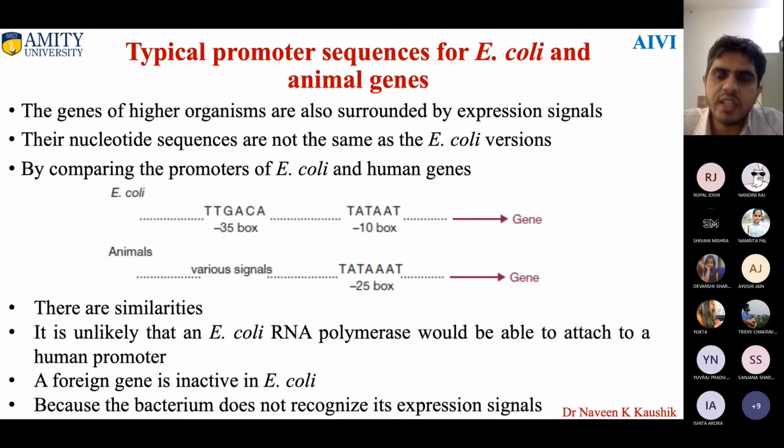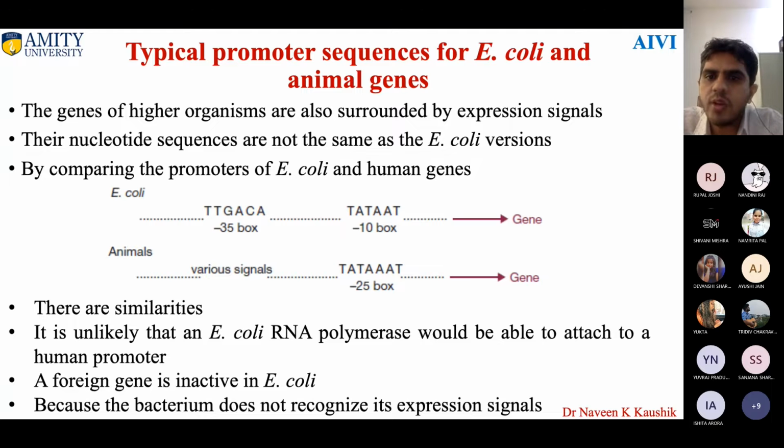On that basis, we classify that this is a promoter of that organism or another organism. One more variation is there in the in-between sequence, between the -35 and the -10. You can still see 50 nucleotides here also. They also vary, and on that basis you describe that this is of that organism. So genes of higher organisms are also surrounded by expression signals. Their nucleotide sequences are not the same as those of E. coli, as we already mentioned.